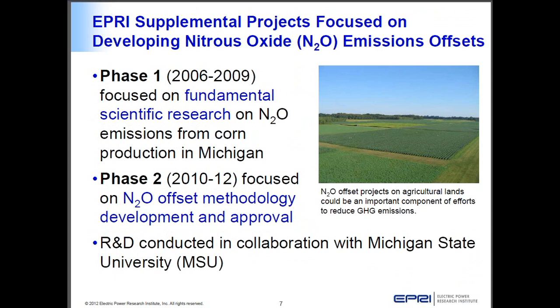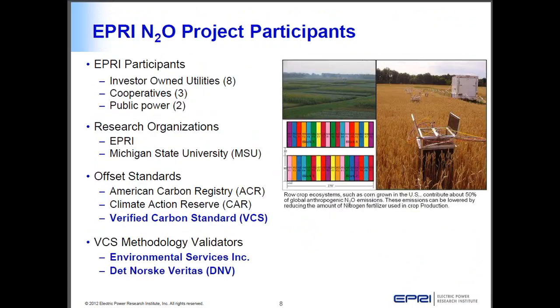Next slide. On the left, you'll see a number of participants who have participated in this project: the EPRI member companies who funded it, the research organizations, the offset standards that EPRI and MSU have worked with, which include the Verified Carbon Standard, the Climate Action Reserve, and the American Carbon Registry, as well as the methodology validators.